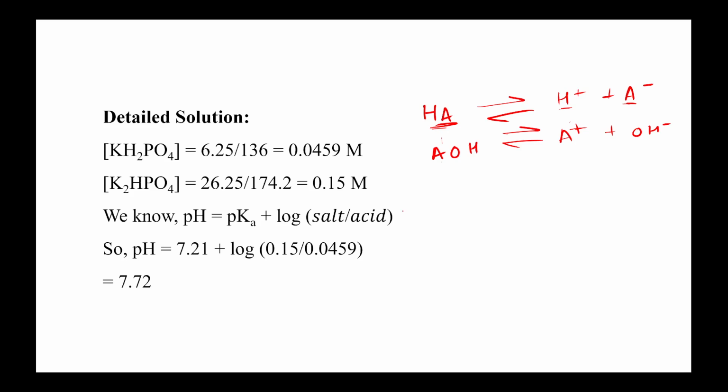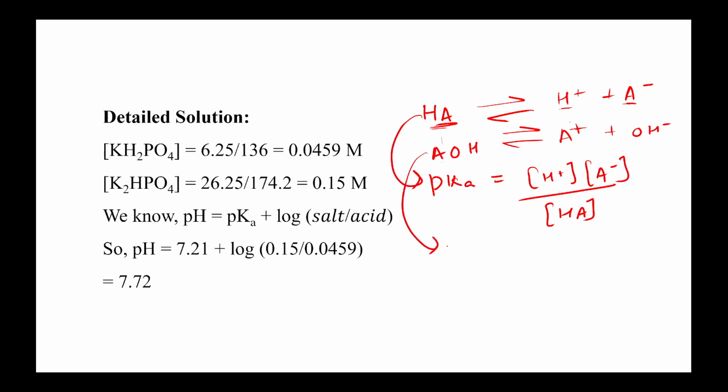I hope that is clear. So for this case you will have Ka as H plus concentration multiplied by A minus concentration divided by HA concentration. For the second case, you will have Kb as A plus concentration with OH minus concentration divided by AOH concentration. So it can happen. Okay, ma'am. Depends on the concentration. Okay, ma'am. Any other doubt?